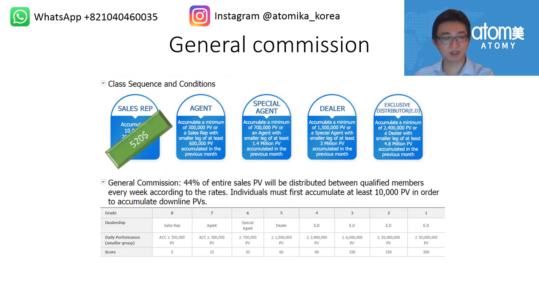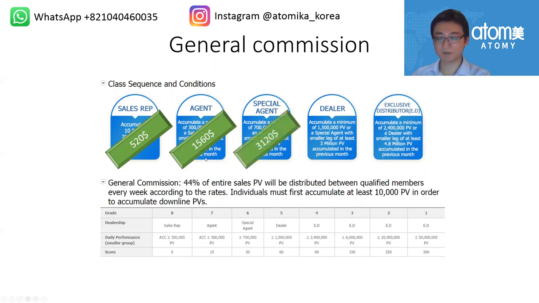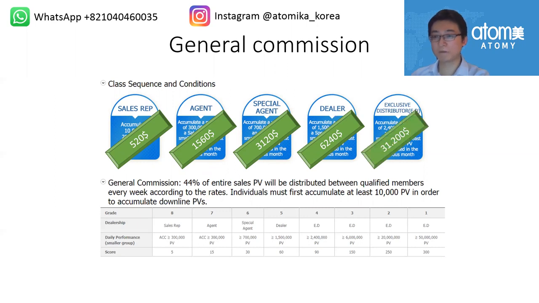So a sales rep can earn around $520. An agent can earn $1,560. A special agent, $3,120. A dealer, around $6,240. And an exclusive distributor, $31,200. So these figures are all approximate. It can be a little bit less, a little bit more, but approximately around this amount.